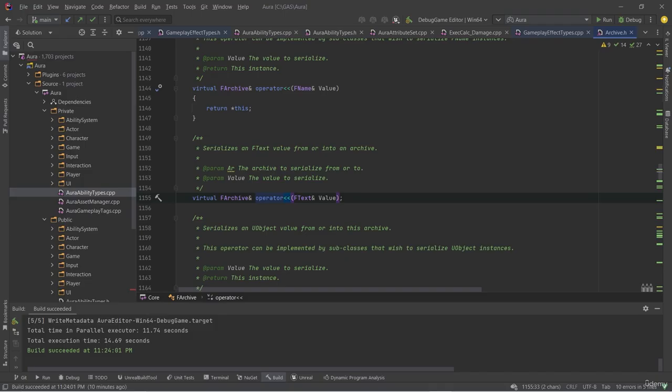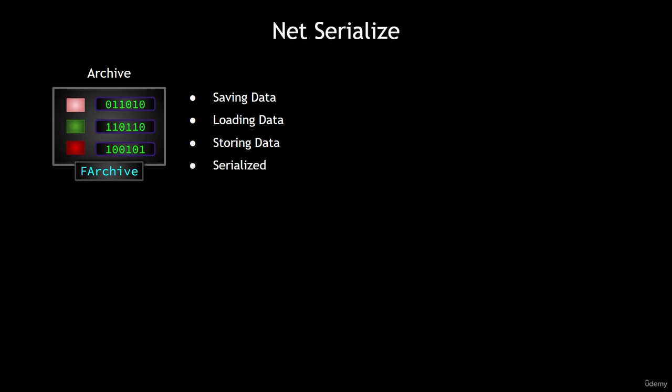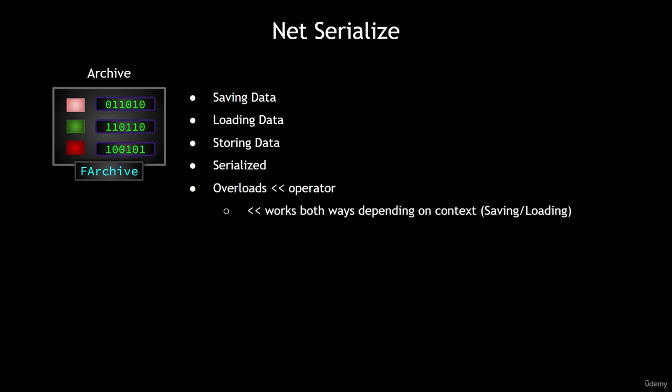Let's talk about this. So we know that there's this archive struct, and its type is FArchive. And we know that it's good for saving, loading, and storing data. Now, it stores this data serialized as a series of bits. And it overloads this left shift operator for lots of different types. And we know that it works both ways, depending on the context, if we're saving or loading. And that's exactly how it works.